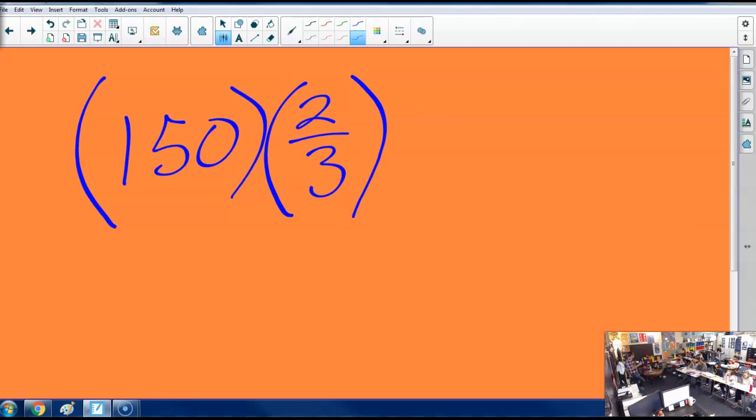Times 2/3, right? So you were working with 2/3 on that screen before. That actually means multiply by 2, then divide by 3. Remember, a fraction is not just division. It's telling us two things to do. This is saying multiply by 2, divide by 3. This ends up being 100.